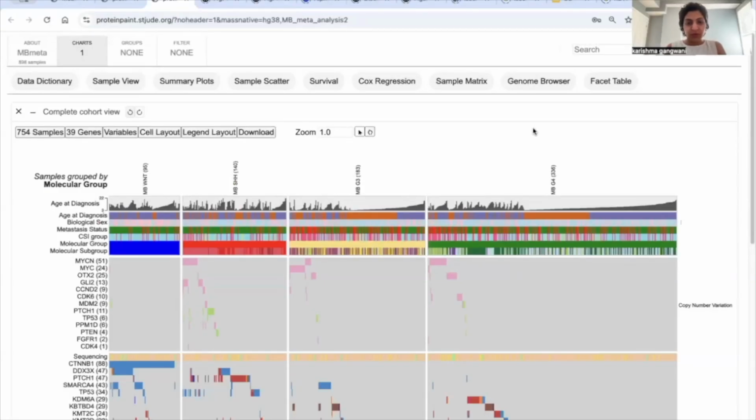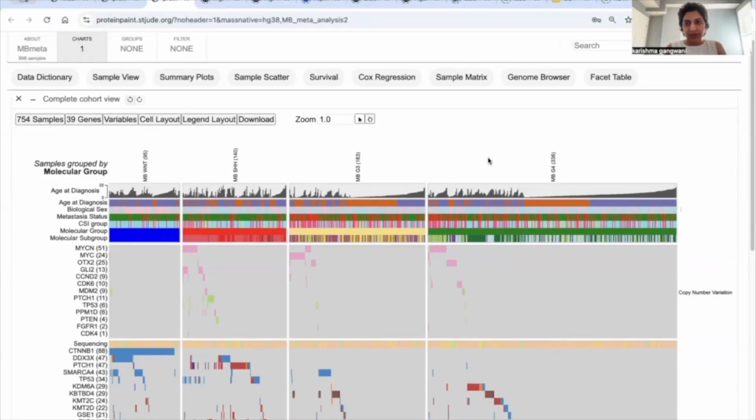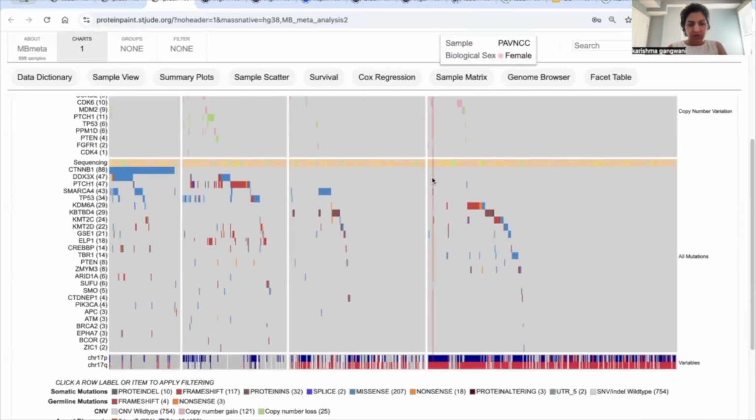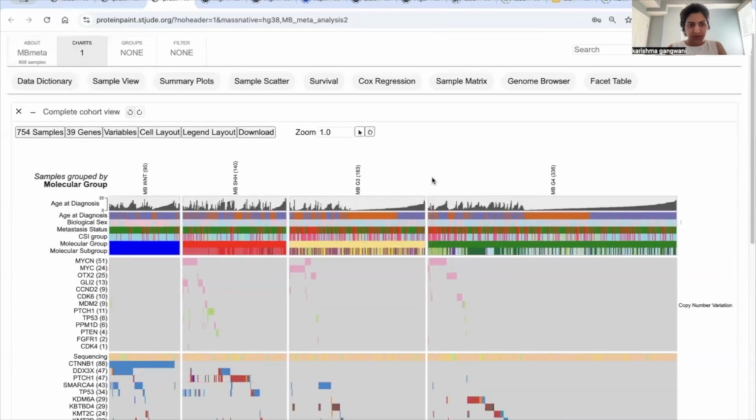So let's get back to the portal now, and let's look at some of these use cases and examples from what we just talked about regarding the different molecular groups and different molecular subgroups within those groups. And here I have built this pre-built matrix. I have removed some of the variables just to make it simpler to understand.